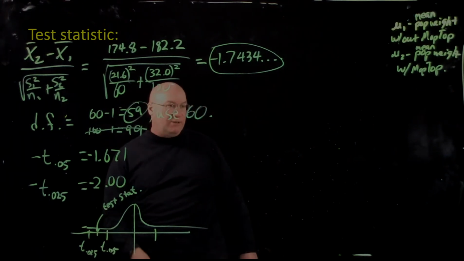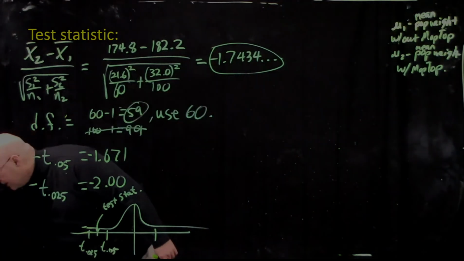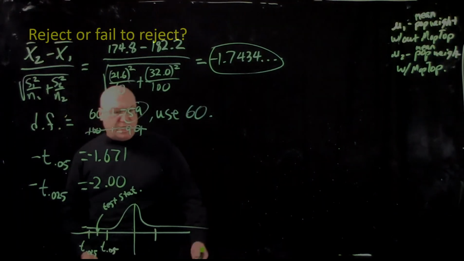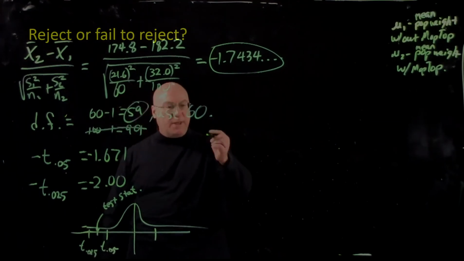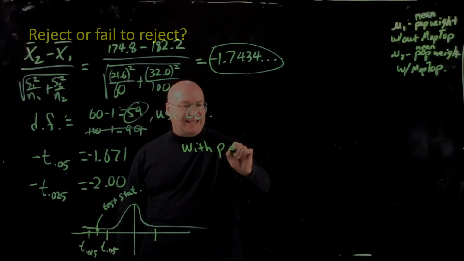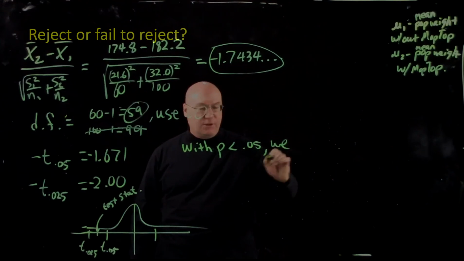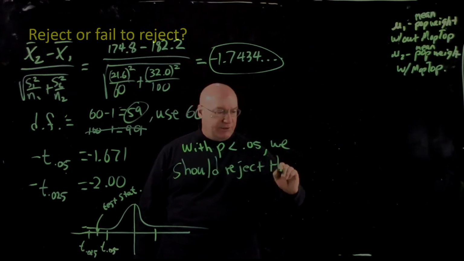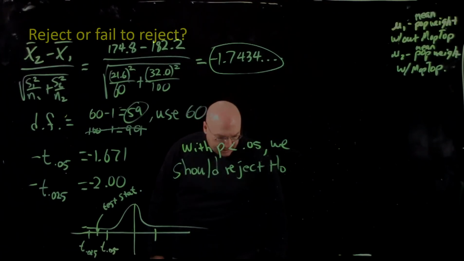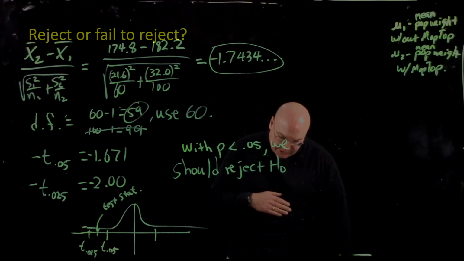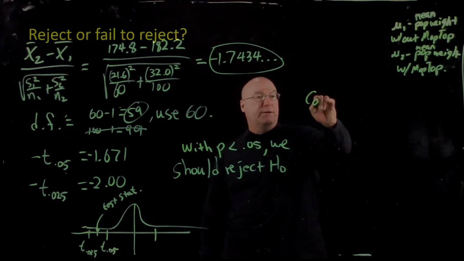But it's less than 0.05, so am I ready to ask for a conclusion here? Do we reject or fail to reject? I would say with p less than 0.05, we should reject H naught. I guess I say a little bit here in the conclusion. Let me write in the conclusion.